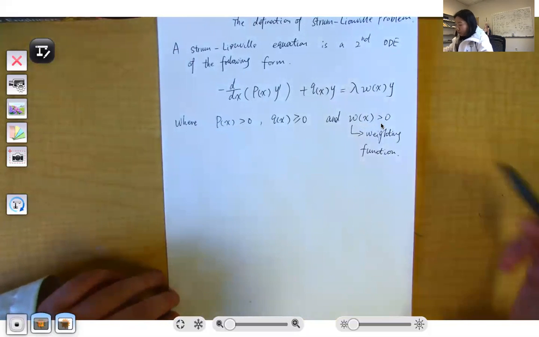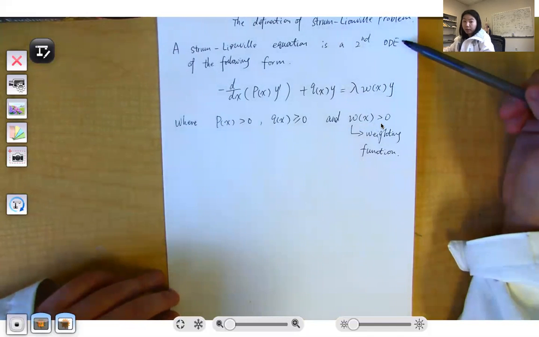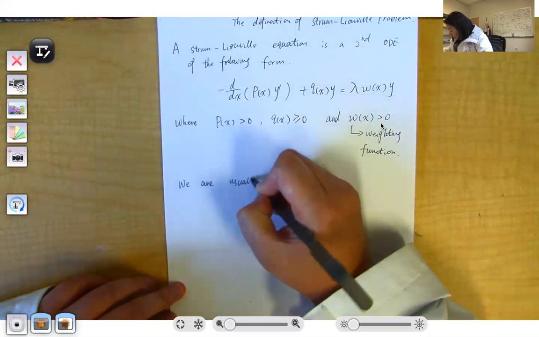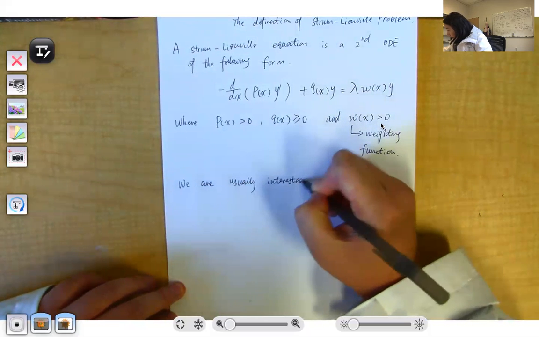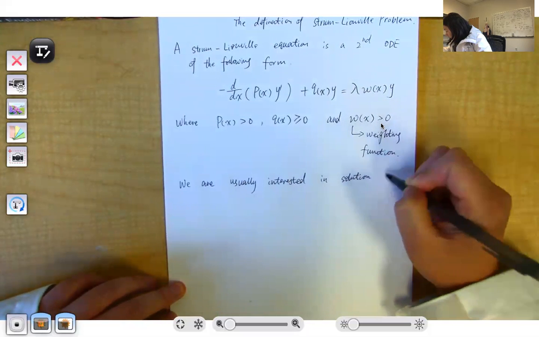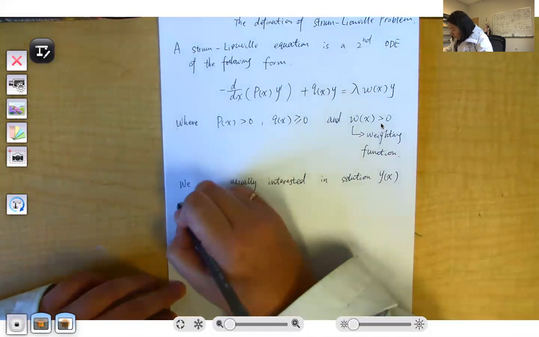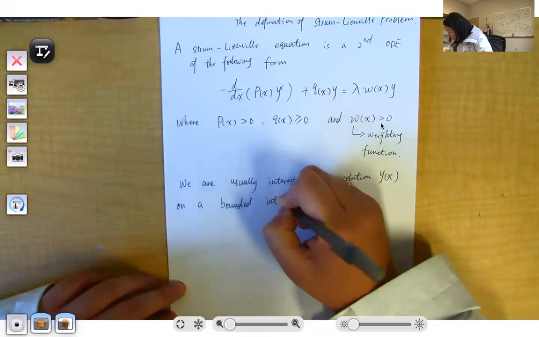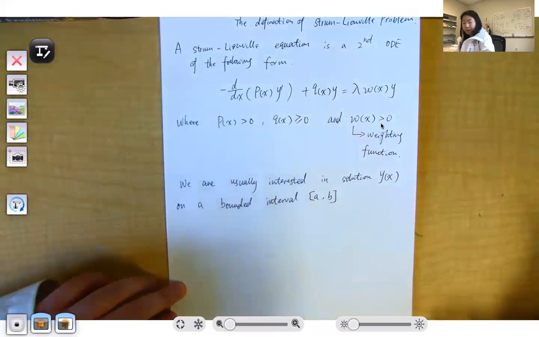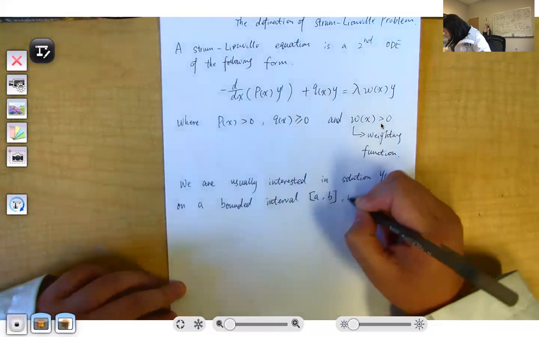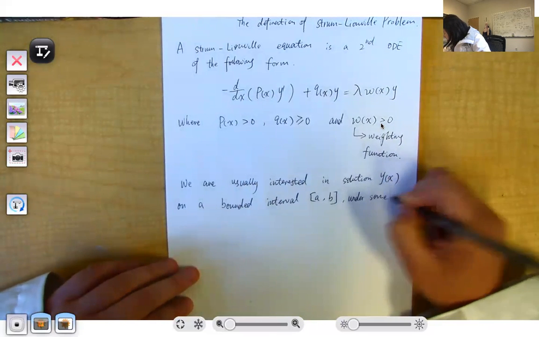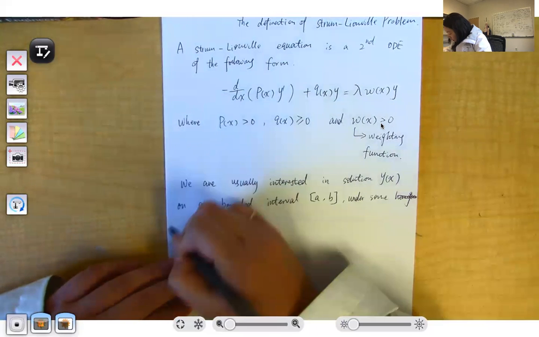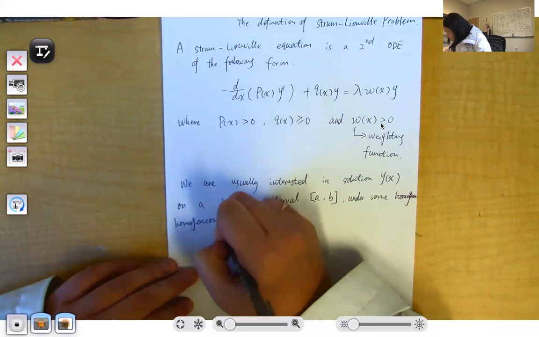And because this Sturm-Liouville equation is a second order ODE with a boundary value problem, we are usually interested in the solution, which is y(x), on a bounded interval [a, b], so your x is in the range of a, b, under some homogeneous boundary conditions.